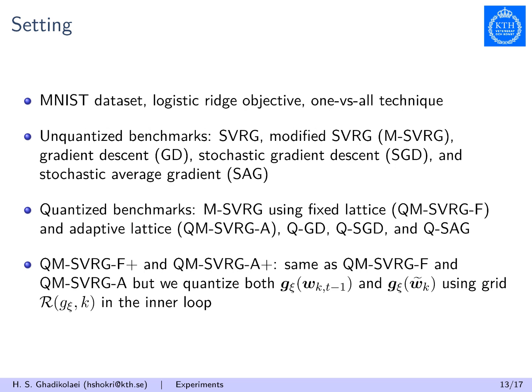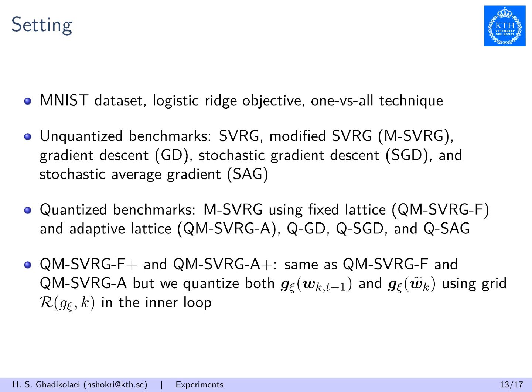We have considered the MNIST dataset and logistic regression function for classification, and also the one versus all technique. We have also many different benchmarks. The unquantized benchmarks that we have are SVRG, modified SVRG, gradient descent, stochastic gradient descent, and the SAG algorithm. And then we do have a lot of quantized versions of those benchmarks as well, including a quantized version of MSVRG using a fixed lattice. We call it QMSVRGF.